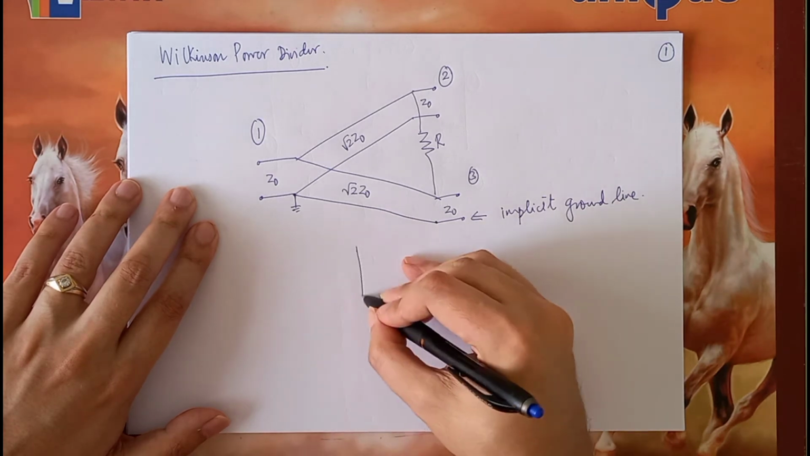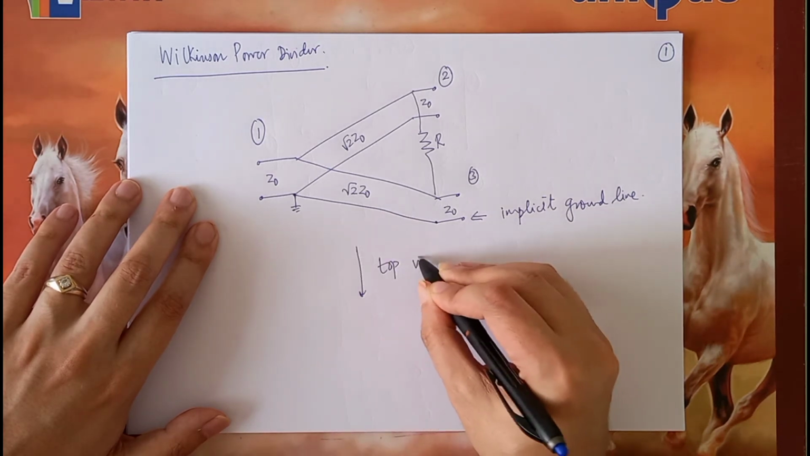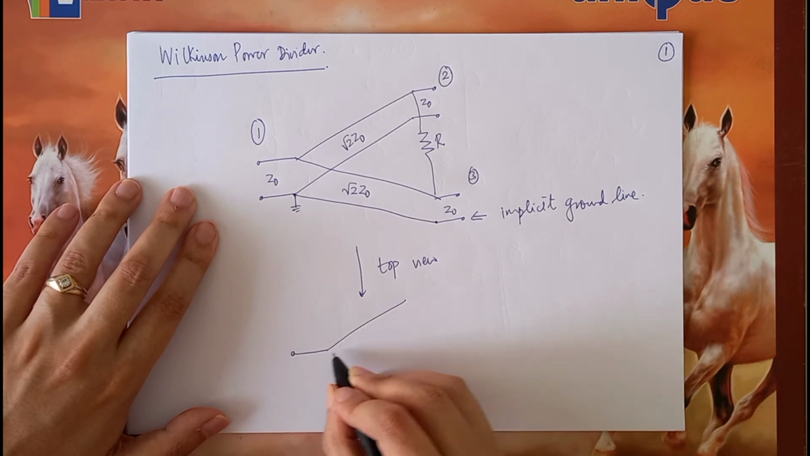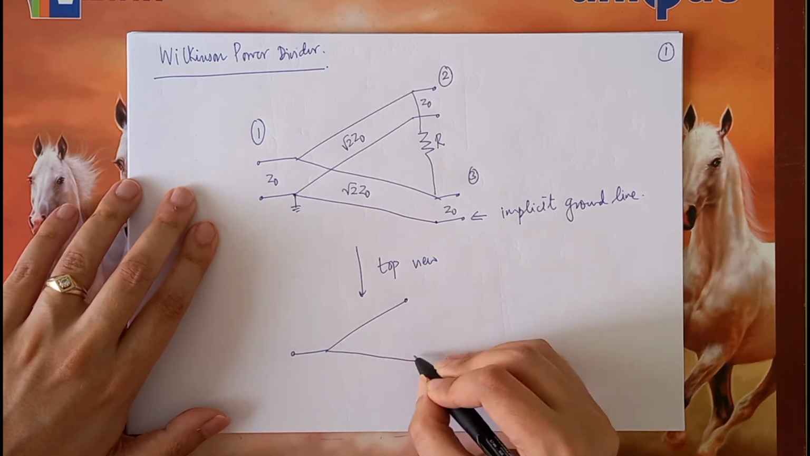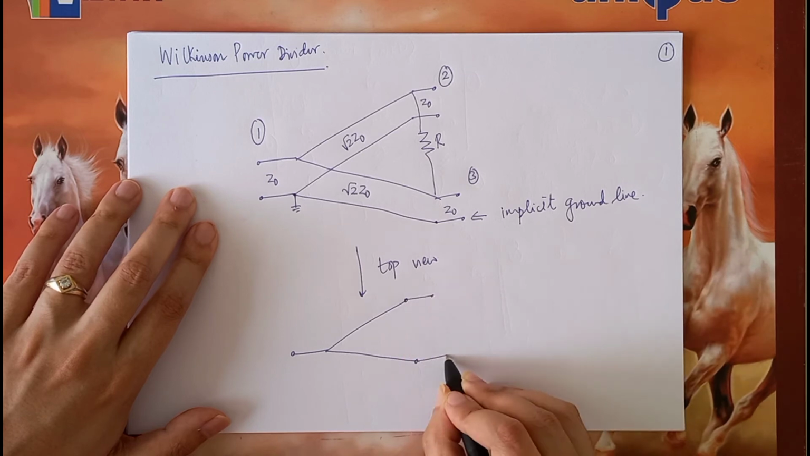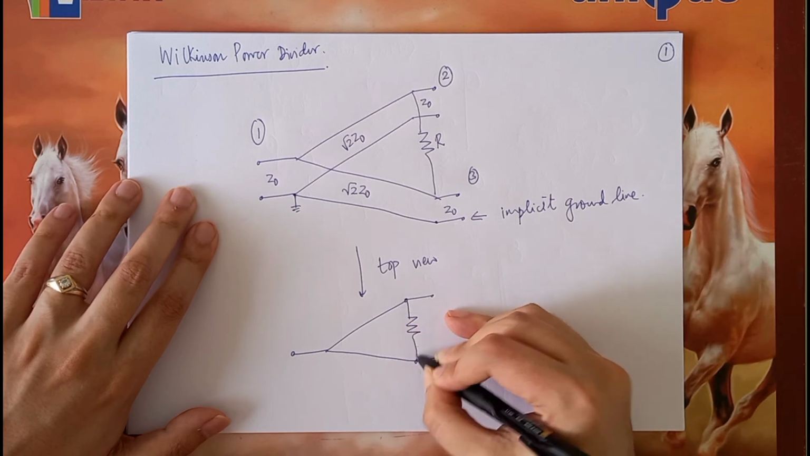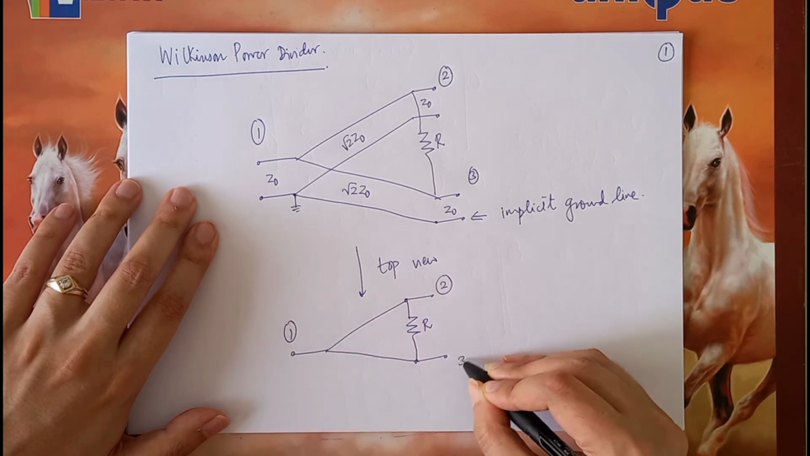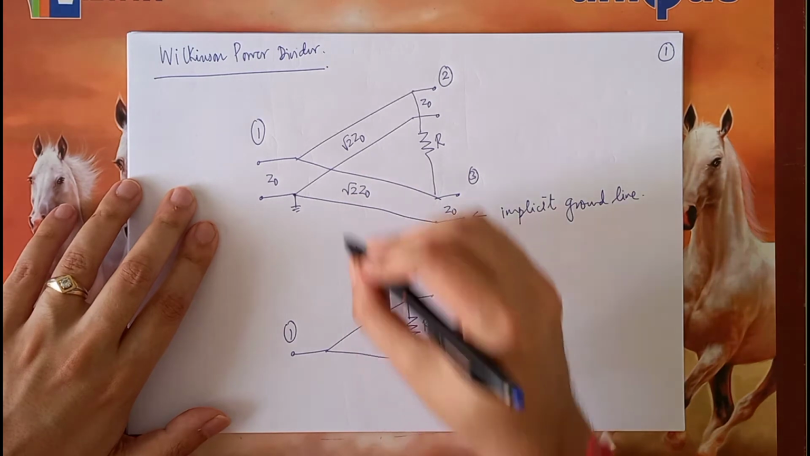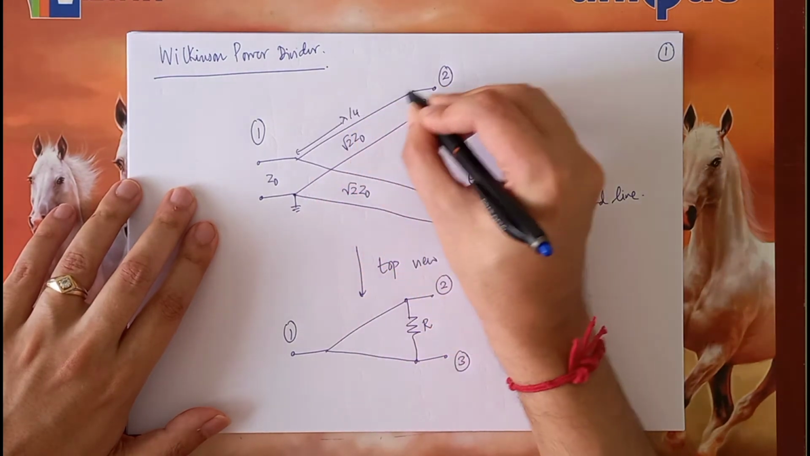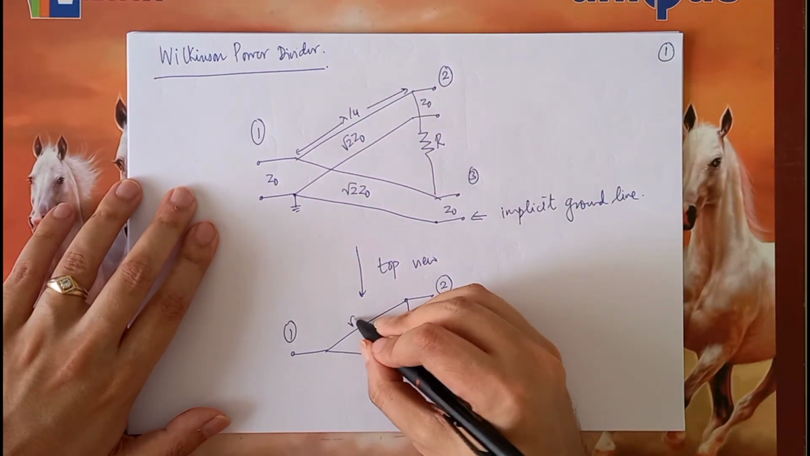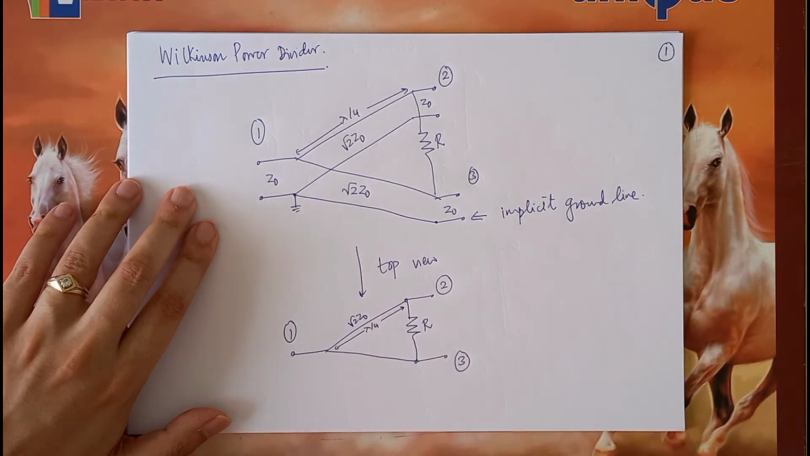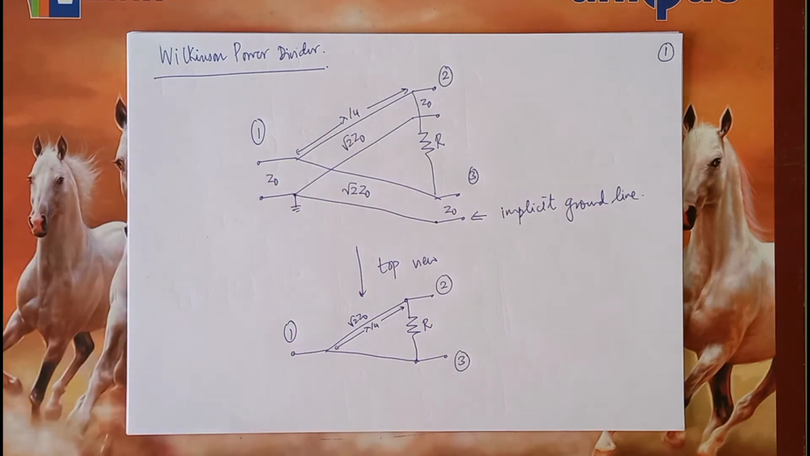So the top view looks something like this. Port 1, port 2 and port 3. And each of these lines, as we mentioned, are quarter wavelength long, just like what was there in the lossless power divider.